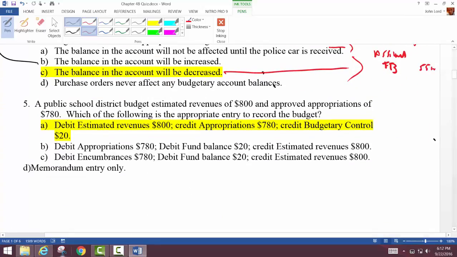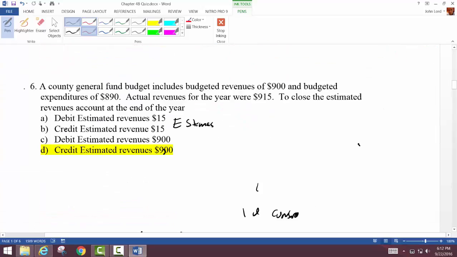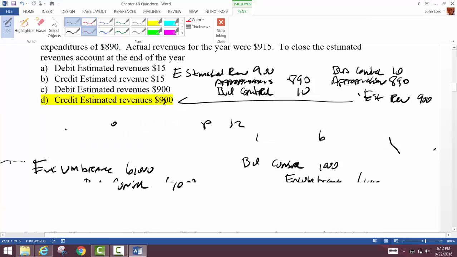Take a look at this one. Public school district budgeted estimated revenues of 800,000, appropriations of 780. Which of the following is the appropriate entry to record the budget? I do what? Debit estimated revenue, credit appropriation, credit what? Budgetary control for the surplus, right? Okay. Okay, good.